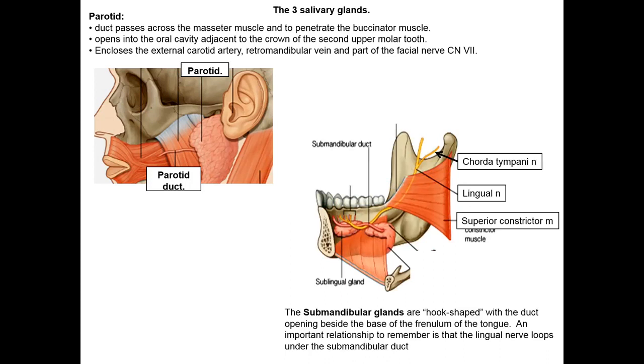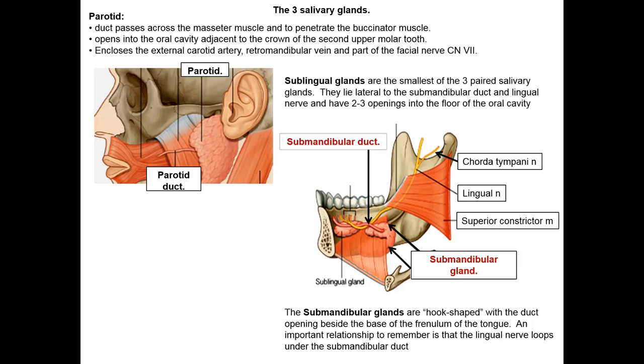Next, we have the submandibular glands. They are these hook-shaped glands that you probably noticed when you did your neck dissection. Many of them get cut in the process because we don't know to look for them at that point. The duct opens beside the base of the frenulum of the tongue anteriorly. And there's an important relationship to use, and that is that the lingual nerve loops under this submandibular duct. Here we have it, the submandibular gland and the submandibular duct.